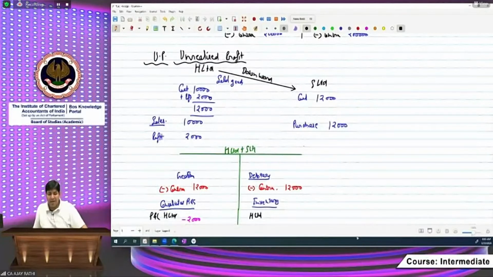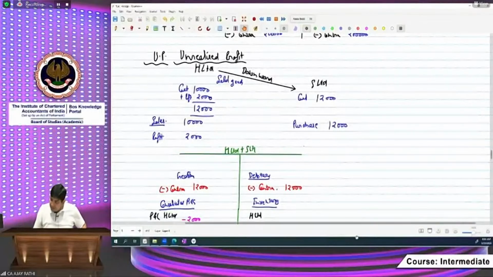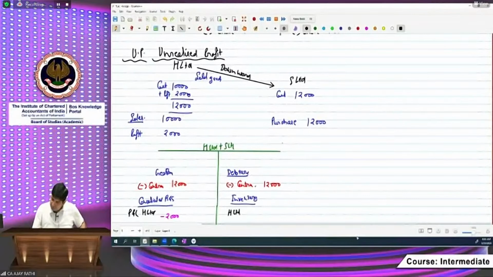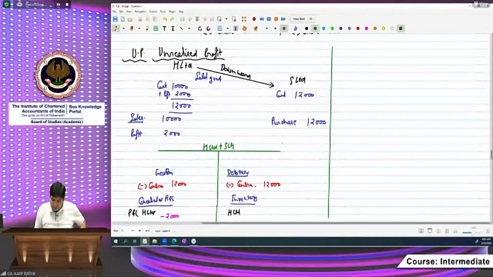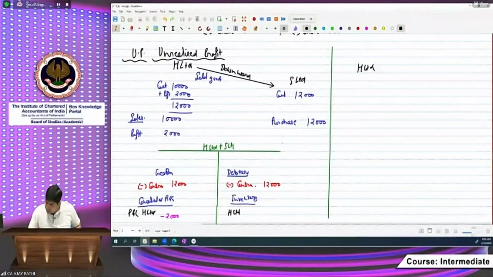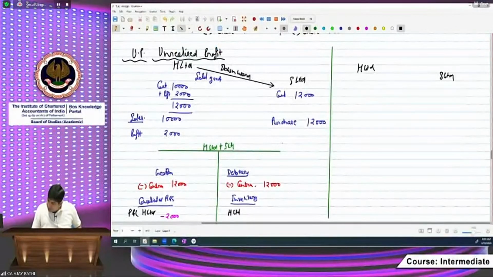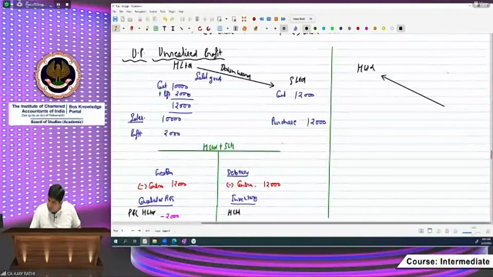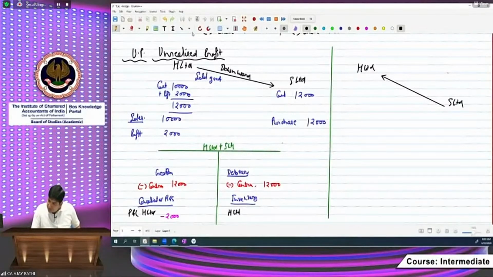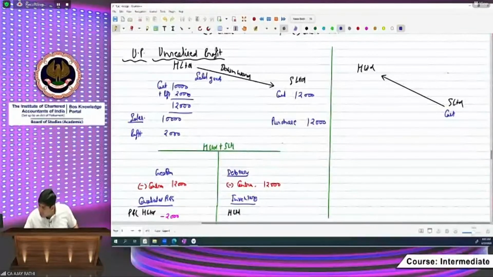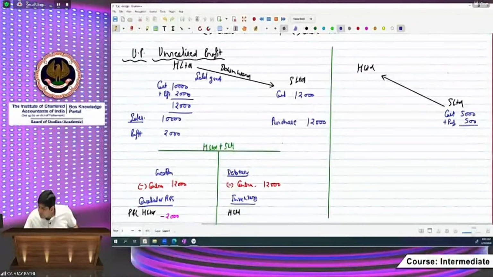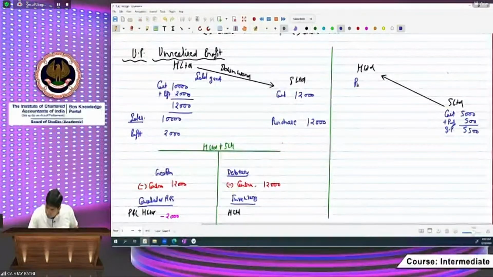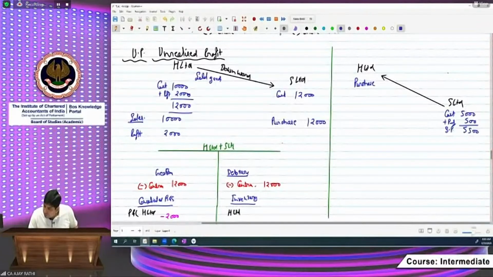Okay. Can it not be vice versa? Yes, sir. In that case, what will happen? Beta, see. Suppose there is another case. H Limited is there, and S Limited is there. S Limited has sold goods to H Limited. Cost is there 5,000, and profit is there, that is 500. It means sales price is there, that is how much? That is 5,500. So purchase is there, that is of course 5,500.